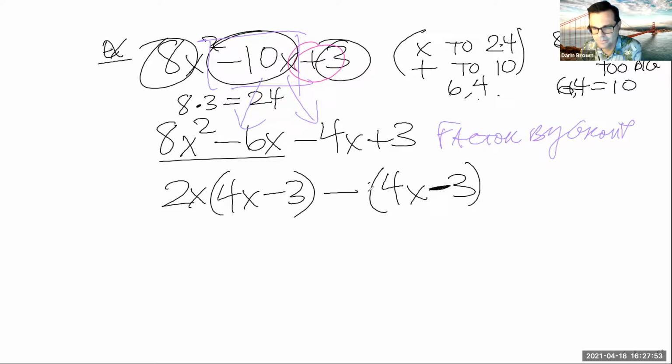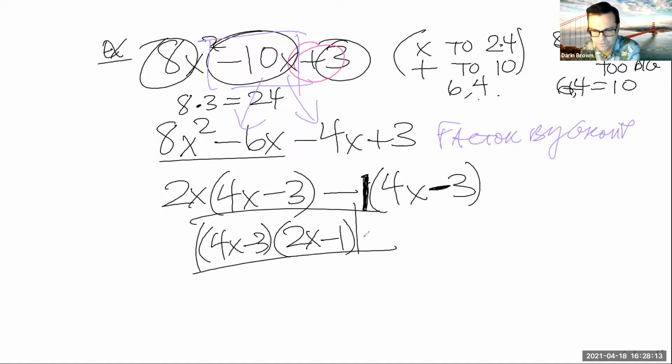Remember we talked about factoring out a minus. And then you have to remember the trick that we did in the previous video, where if it's just minus something in parentheses, there's really a secret factor of 1 there. So this will end up being 4x minus 3, 2x minus 1, which is exactly what we got earlier by guess and check.